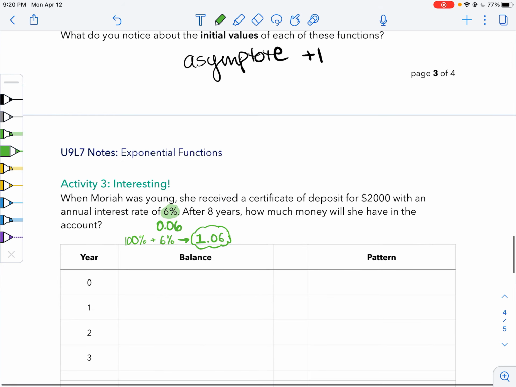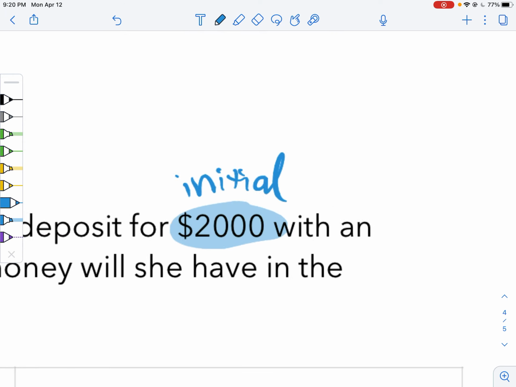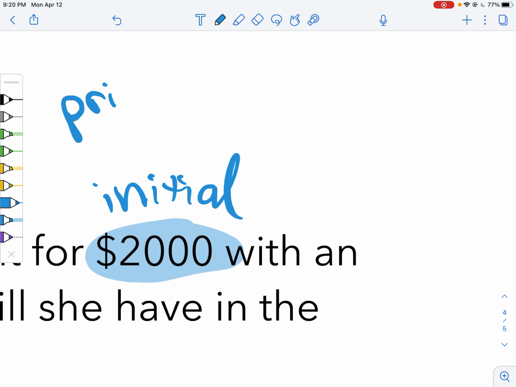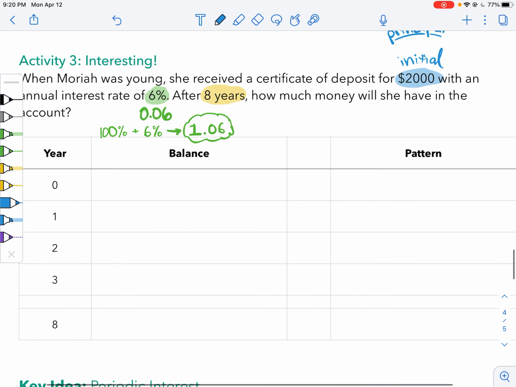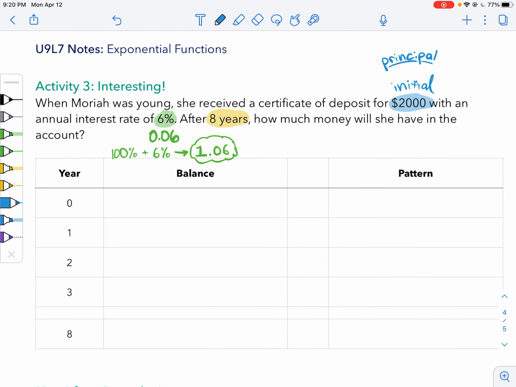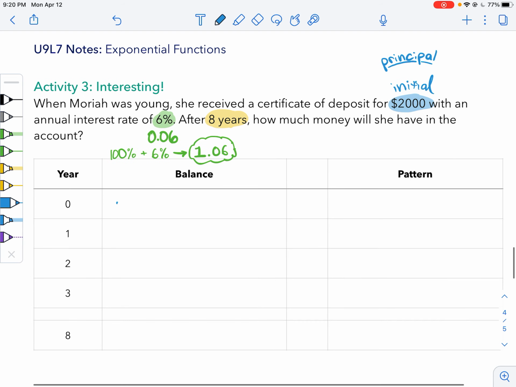Okay. So after 8 years, how much money will she have in the account? So we start out with $2,000. That's the initial amount. Fun fact, in money terms, we call this the principal. Not like the principal of the school, that's PAL. But principal is the amount you start with. Okay, anyway. So after 0 years, right when she started, she had $2,000.